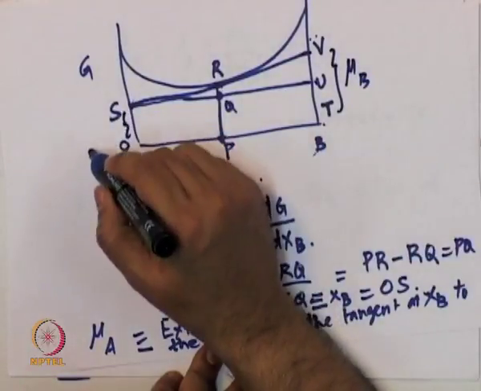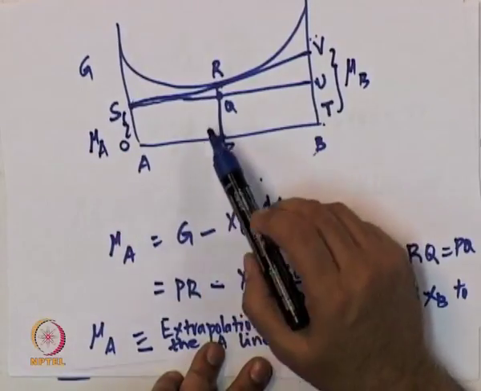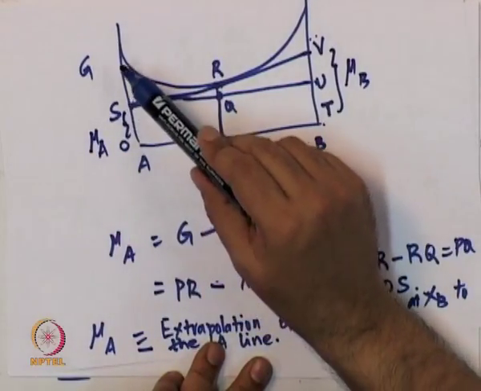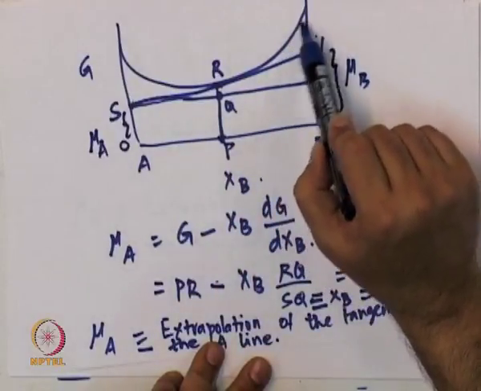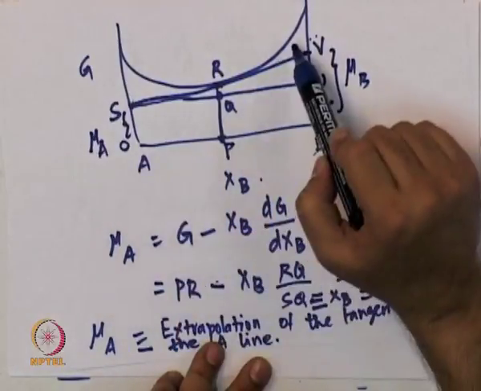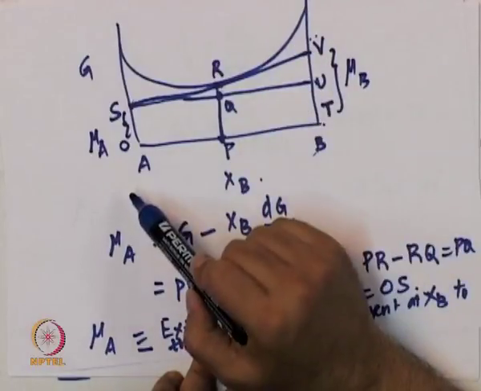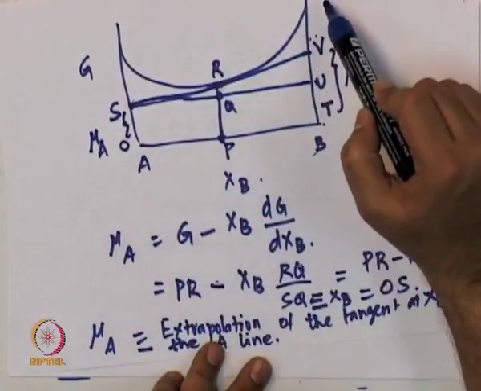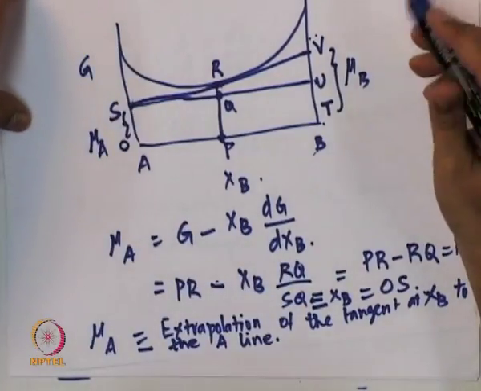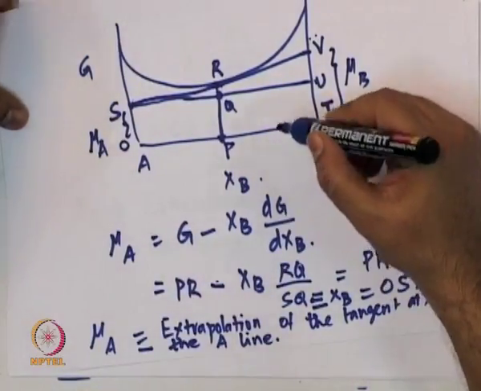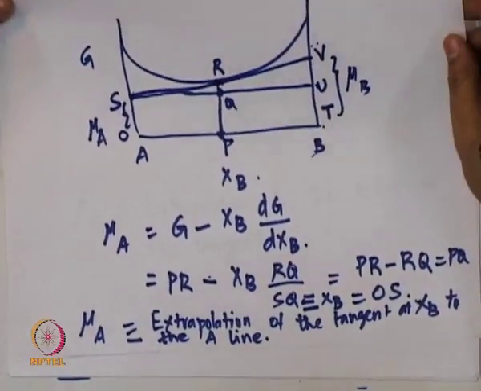So this is what we wanted to prove in this tutorial, that you can take a free energy versus composition curve, at any point take a tangent and extrapolate the tangent to the pure A and pure B lines, and the intercepts give you the chemical potentials for that composition in this system. So that is what we have proved, and that is what we wanted to prove.